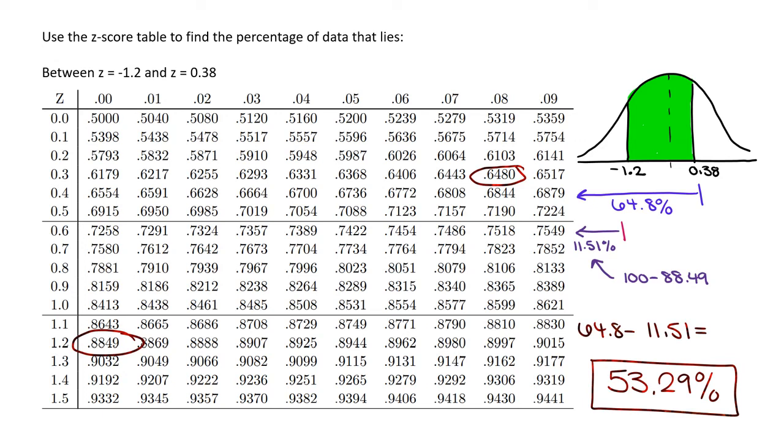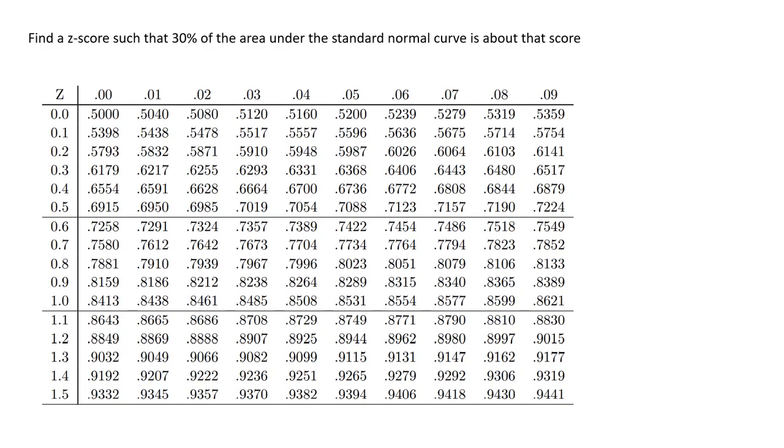So this is a quick overview of how we can use z-scores to get percentages of data. And this is all in normal distributions. But sometimes we might be asked to work backwards. So, for example, let's see if we can now find a z-score such that 30% of the area under the normal curve is above that score.